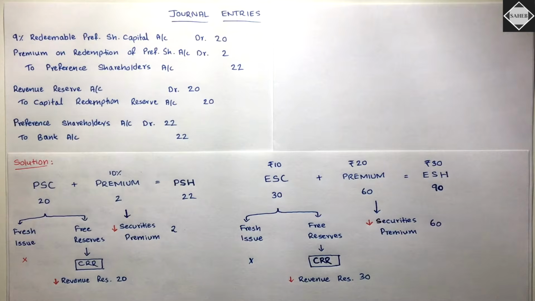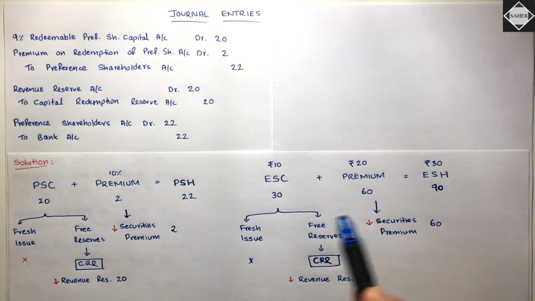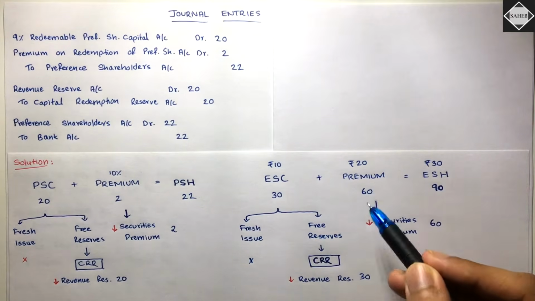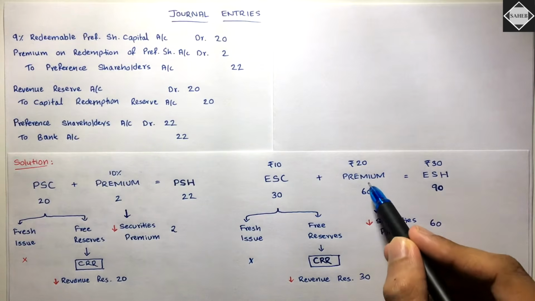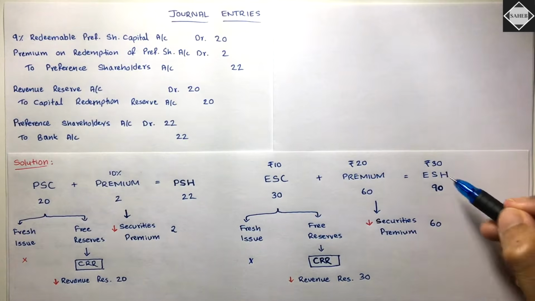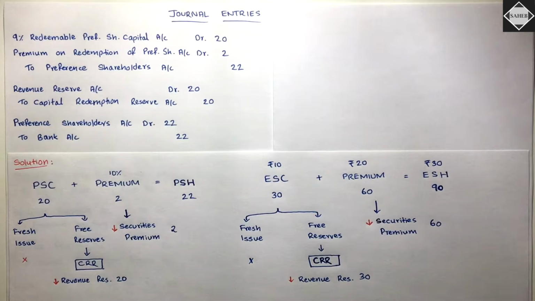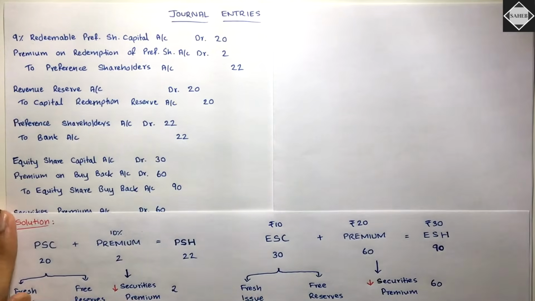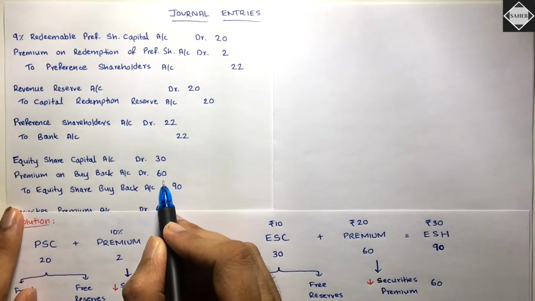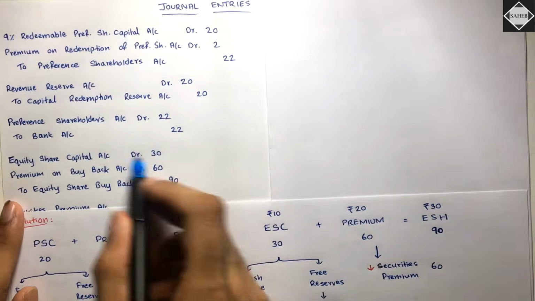See, buyback is also kind of the same thing only. The first entry is the due entry, this equation only. Equity share capital you will debit and cancel. Premium you will record because it's a loss, but you will record by debiting it, and then you will accept as a company that you have to pay to equity shareholders account, or equity share buyback account. So see here, equity share capital account debit 30 lakhs, premium on buyback account debit 60 lakhs, to equity share buyback account 90 lakhs. Clear? This is the due entry.